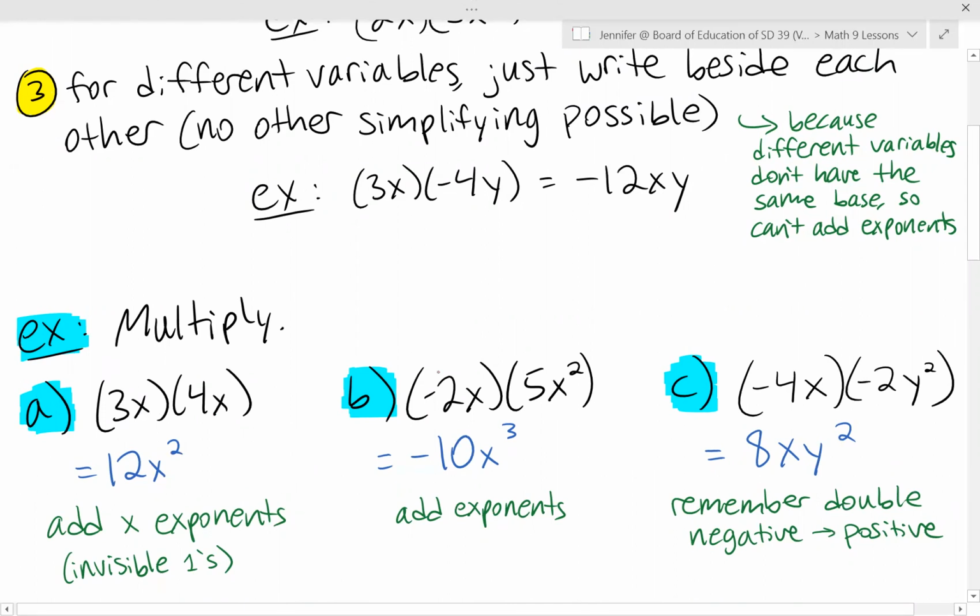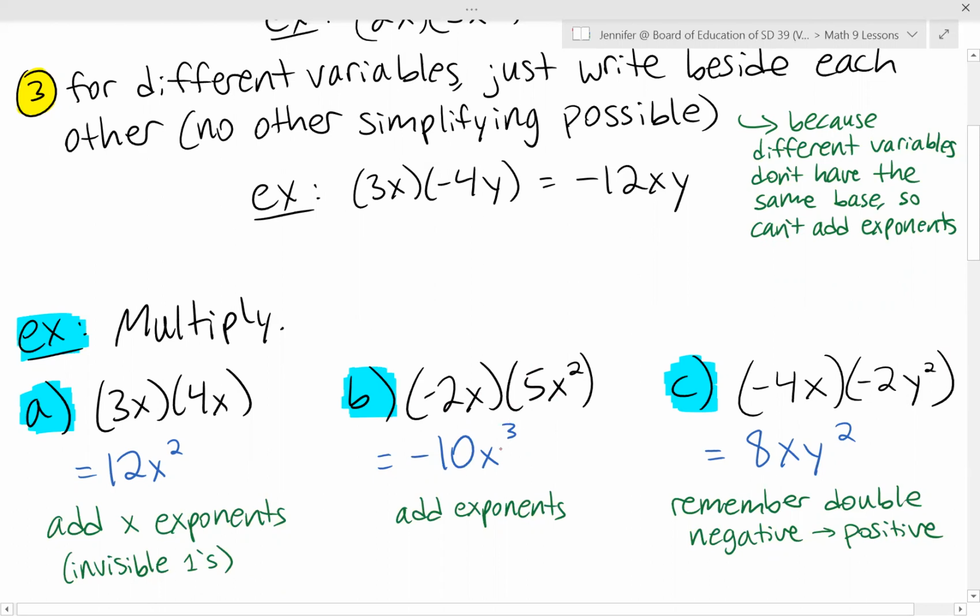For this next example, -2 times 5 gives us -10 out front. Don't forget our sign rules. When we have one negative and one positive, it is overall negative. And then we add the exponents of the variables to give us x to the power of 3.